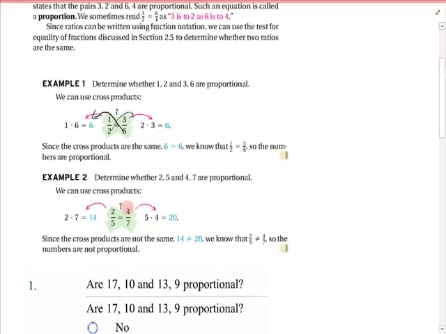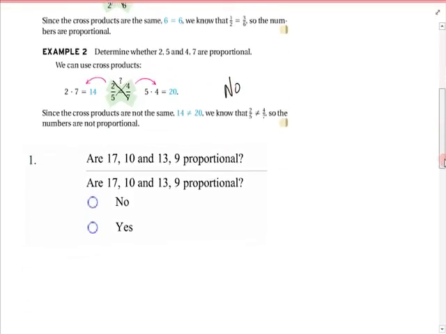Here's another example. 2 is to 5 as 4 is to 7. Is that true? Well, let's see. 7 times 2 is 14, but 5 times 4 is 20. So the answer is no, they are not proportional. Well, the previous one was yes. So if the cross products are equal, yes, they are proportional. If the cross products are not equal, then it is no.